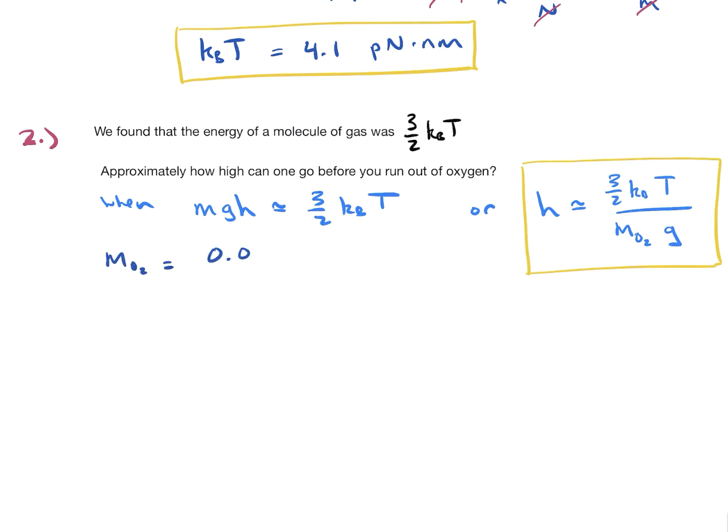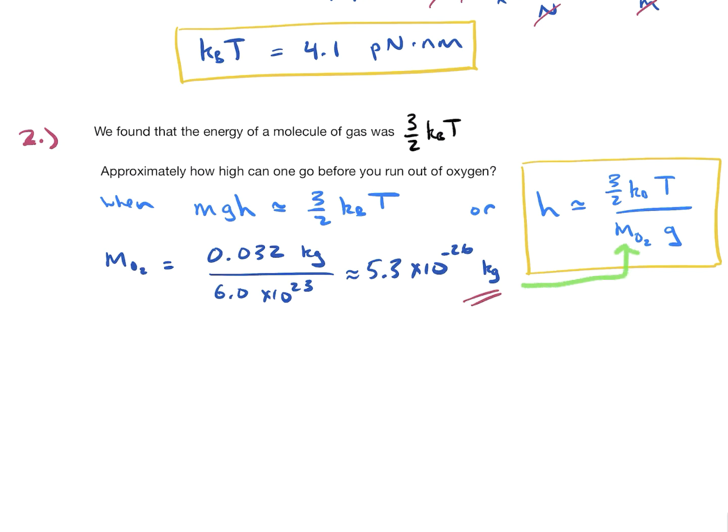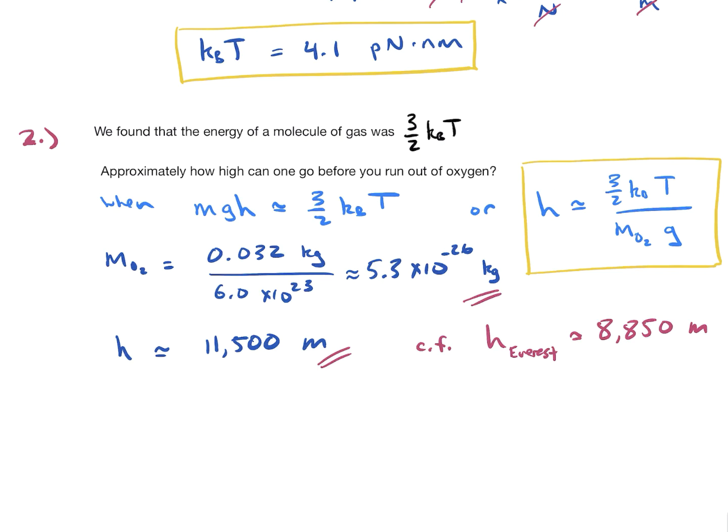in the denominator. And the mass of an oxygen molecule is 2 oxygens, or 0.032 kilograms per mole. A mole, using Avogadro's number, 6 times 10 to the 23rd, gives us 5.3 times 10 to the minus 26 kilograms for the mass. Substituting that into the height formula, along with the other constants that we just found, gives us about 11,500 meters, which we can compare to the height of Mount Everest, at 8,850 meters. And you can see at that height, you've about run out of oxygen.